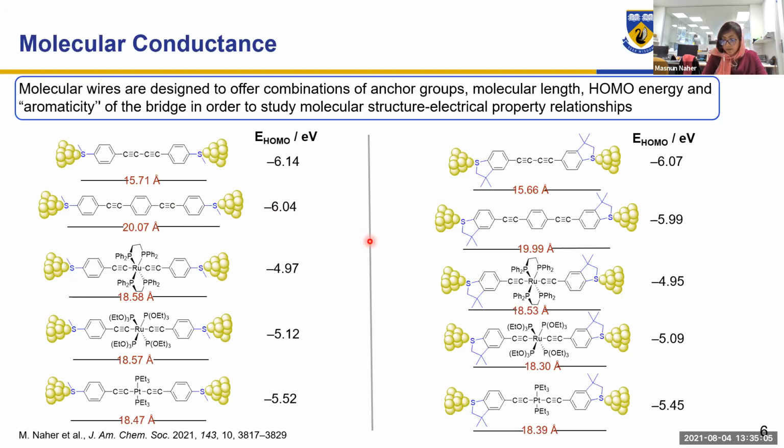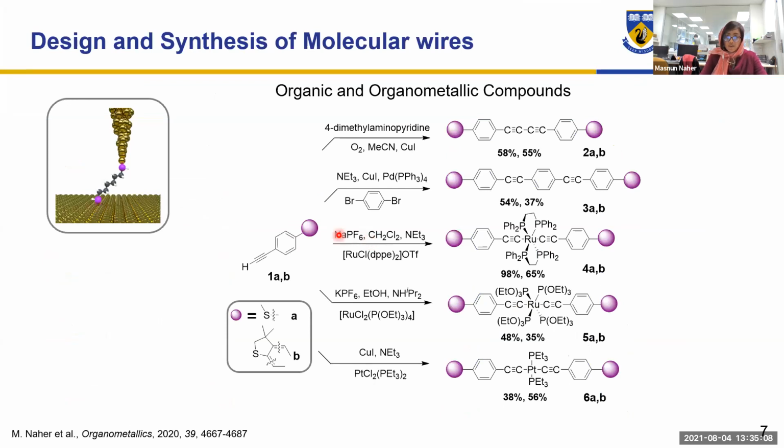After designing these compounds, in the next step, we synthesized all of these compounds by following some simple reaction procedures. The diene compounds are synthesized by a simple oxidative homocoupling reaction. These oligo-arylene-ethylene type compounds are synthesized by Sonogashira cross-coupling reaction. And finally, all these metal complexes are synthesized by a simple complexation reaction. And here, these purple balls represent two different anchor groups, thioether and cyclic thioether.